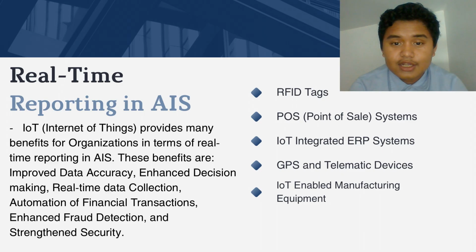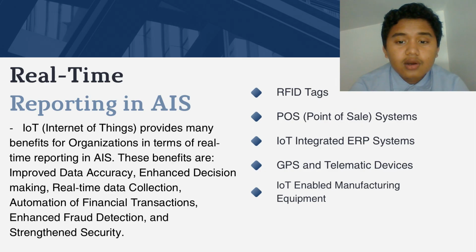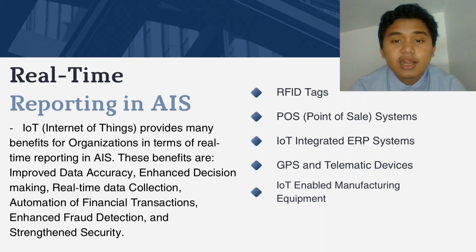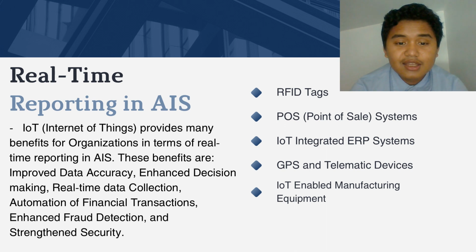Once again, I am Christopher Angelo F. Atienza, and I will be reporting the real-time reporting in Accounting Information System. First, let us define what is real-time reporting. Real-time reporting refers to the continuous or near instantaneous collection, processing, and presentation of financial and operational data within an accounting information system. So what are the benefits? The benefits are improved data accuracy, enhanced decision making, real-time data collection, automation of financial transactions, enhanced fraud detection, and strengthened security.